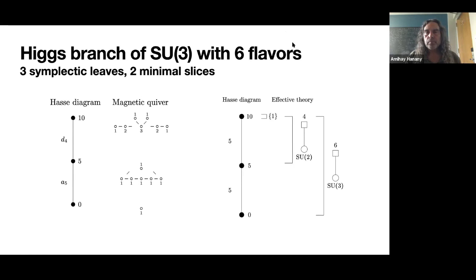Once we understand this, we could do the part which is probably less familiar, and this is using the Coulomb branch. So as I said before, I need to start from the top, and since I'm interested in the Higgs branch of SU3 with six flavors, I need to come up with a quiver such that its Coulomb branch is that of the Higgs branch of SU3 with six flavors. And for this, we have the theory of three-dimensional mirror symmetry.